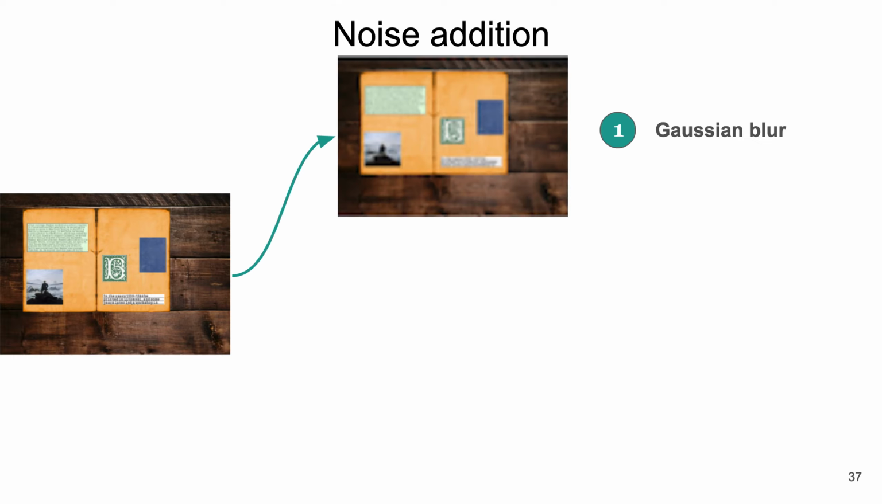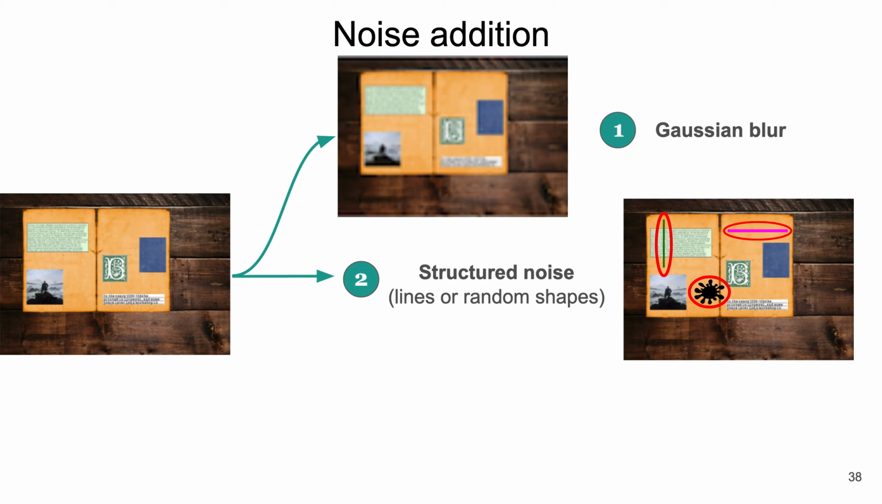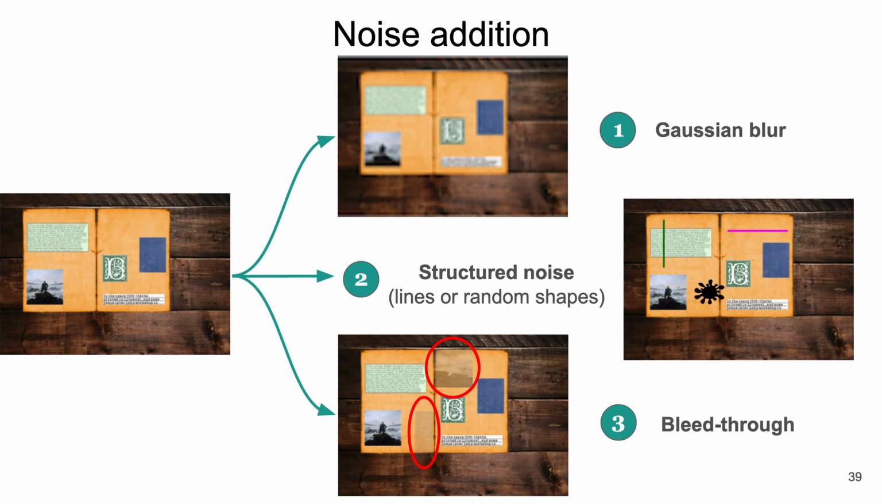The last step of our generation pipeline is to add noise. We implemented 3 types of noise. A Gaussian blur can be applied to the whole image. Structure noises such as lines or random shapes can be added. Finally, we mimic bleed-through degradation often observed in manuscripts by repeating our content generation step with a very low opacity.